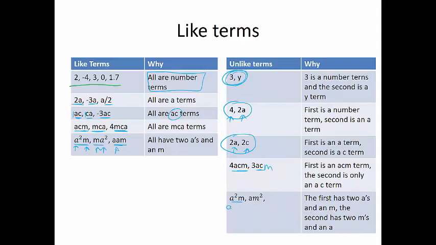A squared m, this means a, a, and m. Am squared, so that means a, m, and m. So you can see these are not the same. So in order for them to be like terms, they either have to be all numbers, or if they have variables, they have to have the exact same variables. The order can change. The order of the variables doesn't matter. ACM, MCA, as long as the variables are all there, then they would be like terms.